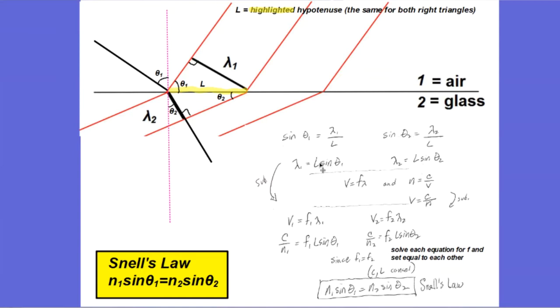Solving those for lambda, this is what I get. And then I'm going to use my equation for index of refraction, solve it for v, and in my wave equation, for v, I'll plug in c over n, and for lambda, I'll plug in L sine theta. And that's what I get when I do that. And remembering that the frequency in the air is the same as the frequency in glass, I'm going to solve each of these for f. Set them equal to each other. The c and the L's will cancel out from either side, and I'll be left with my equation, that is Snell's law.